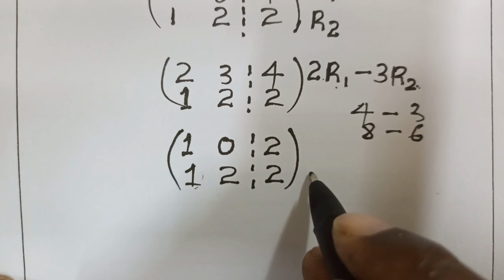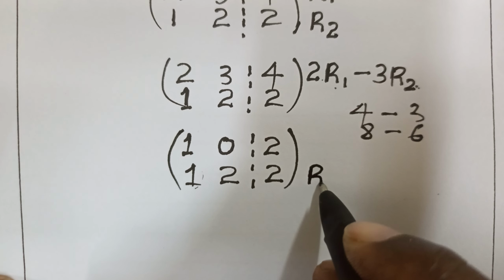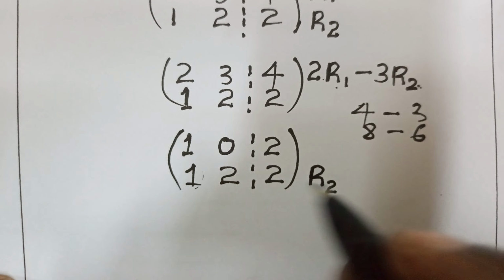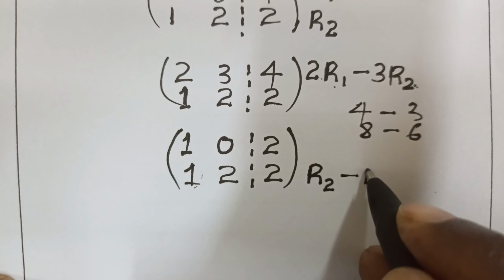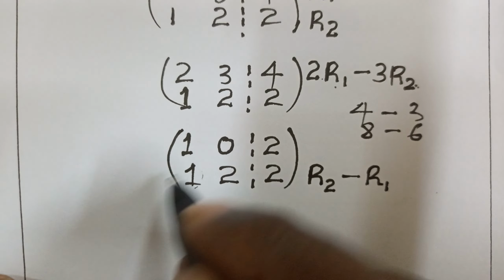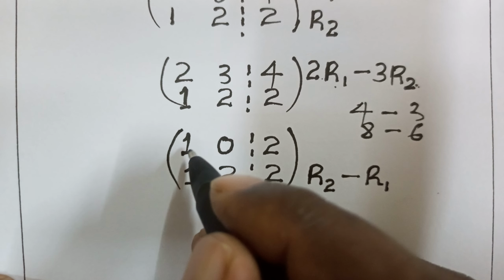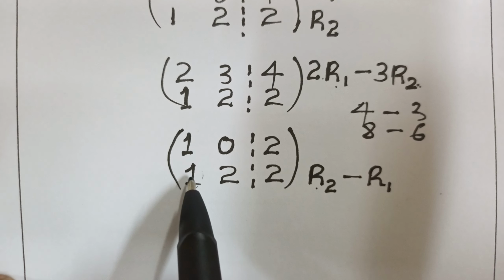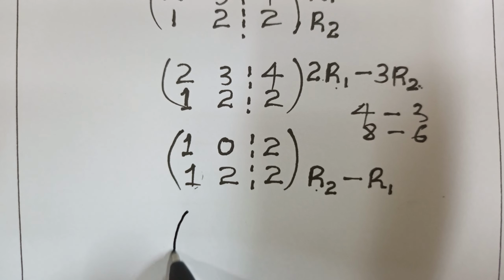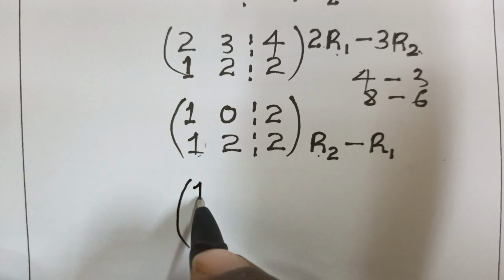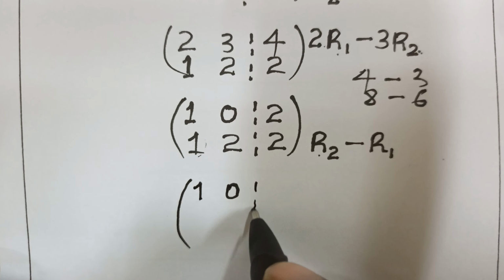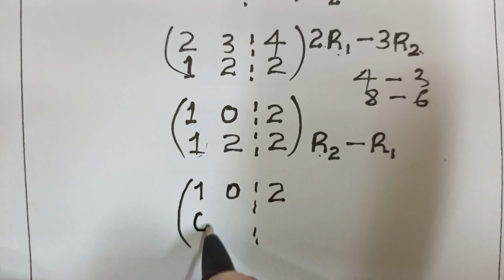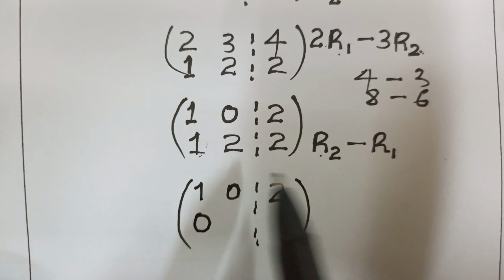Guys, I will just write R2, and R2 at this position is 1. Now minus R1. Guys, we are talking of this position for R1. So that is going to be 1 minus 1. This gives us 0. And so therefore, guys, we come here and write it again. The first one remains the same. But guys, when we come here, this now becomes 0. And now we can check for the rest.